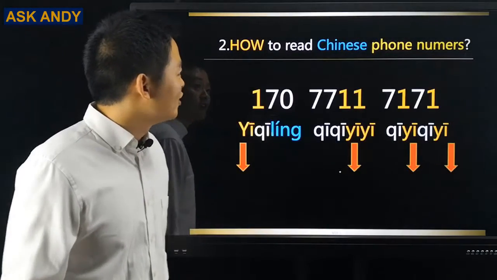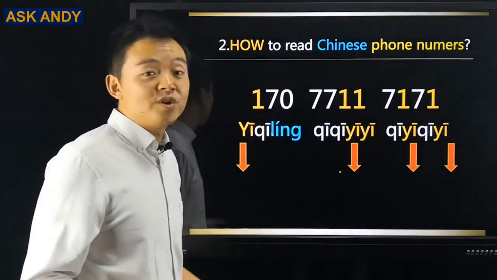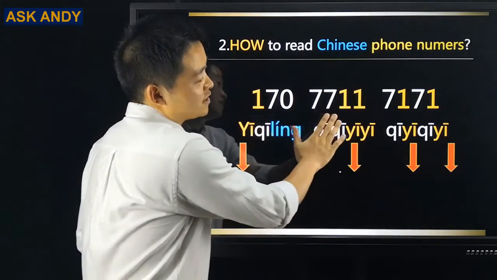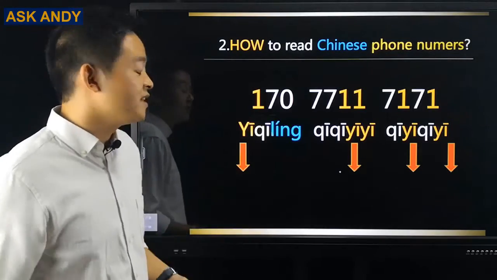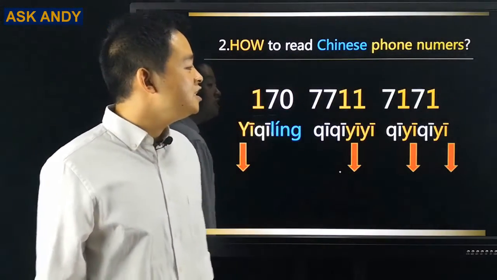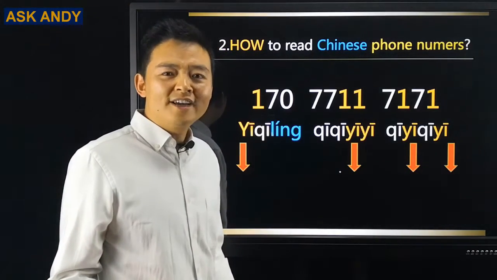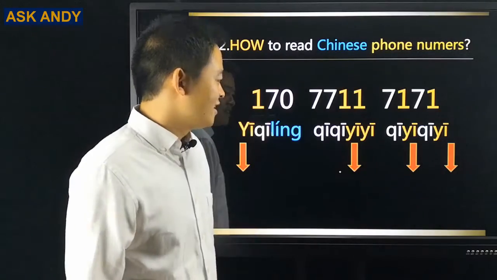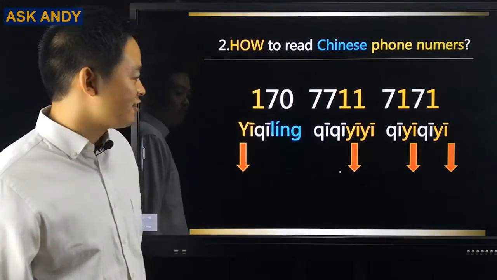Okay, let's move on. So how to read Chinese phone numbers? So remember, when we are reading Chinese phone numbers, we read it in 3 digits, 4 digits, and another 4 digits. So altogether 11 digits. So for this one, let's try. So we read it as 170 771 717. It's not clear, right? There's a problem here. That's why I mark with 4 red arrows here.